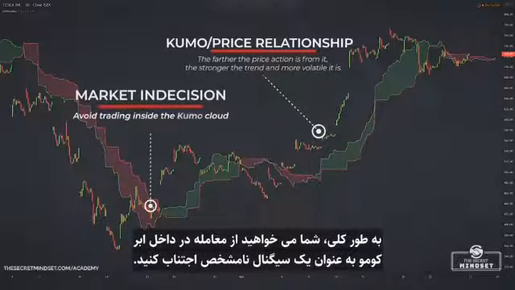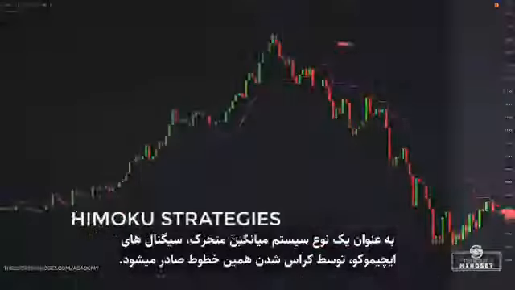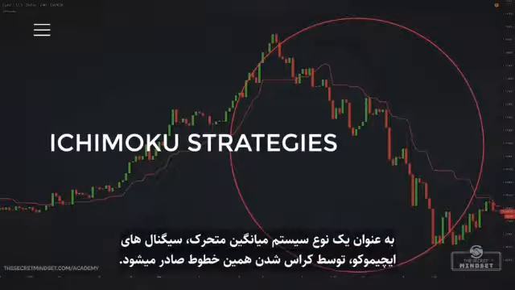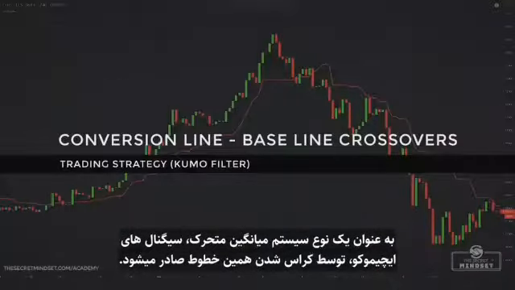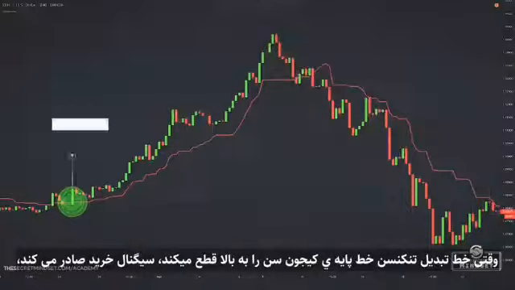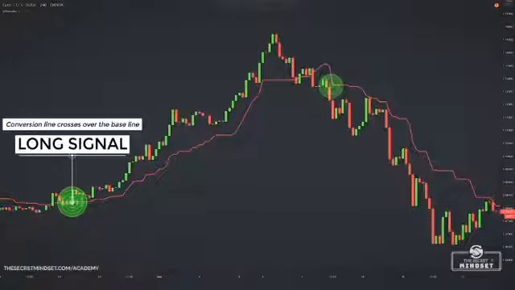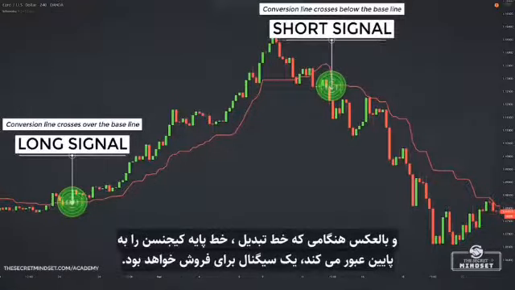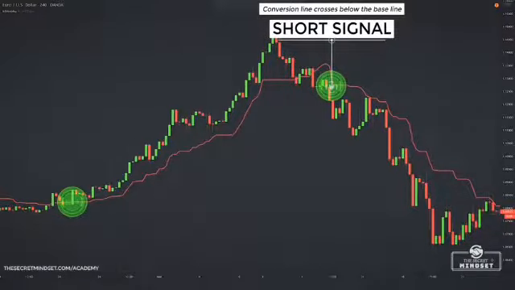Generally, you would want to avoid trading inside the Kumo cloud, as it signals a period of indecision. As a type of moving average system, Ichimoku signals are generated by crossovers of the key lines, namely the conversion line and baseline. When the Tenkan conversion line crosses above the Kijun baseline, it generates a buying signal. A signal to sell appears when the Tenkan, the conversion line, crosses below the Kijun baseline.